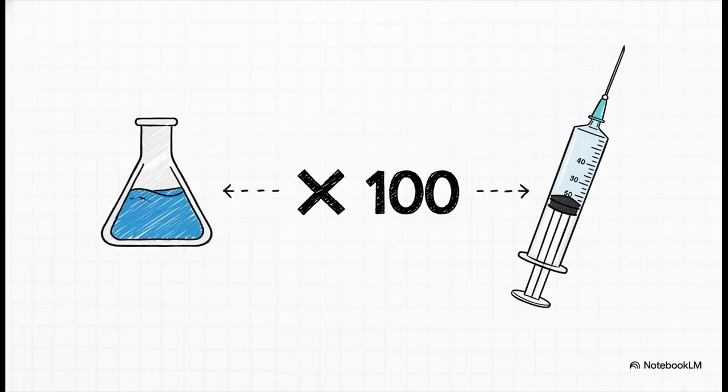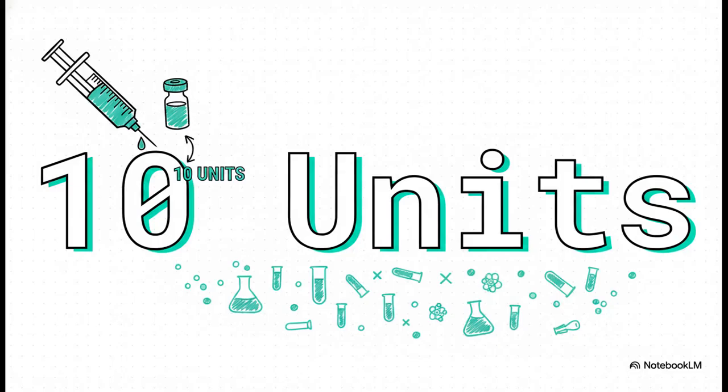And for the grand finale, step 3. We just have to translate that 0.1 milliliters into the language of our syringe, into those units. And to do that, you just multiply the volume in milliliters by 100. So our 0.1 milliliter times 100 gives us 10. And there's our answer. You would draw the solution up to the 10-unit mark on your syringe to get that perfect 250 microgram dose.